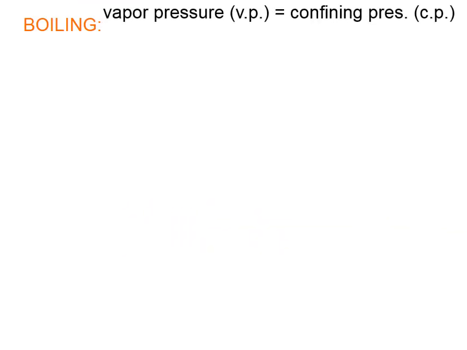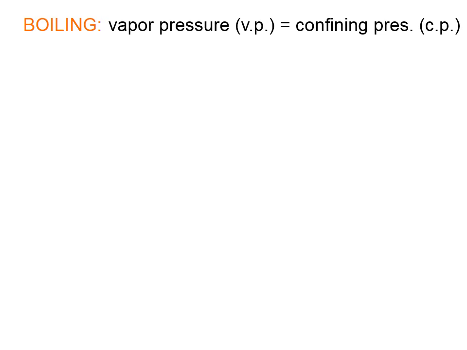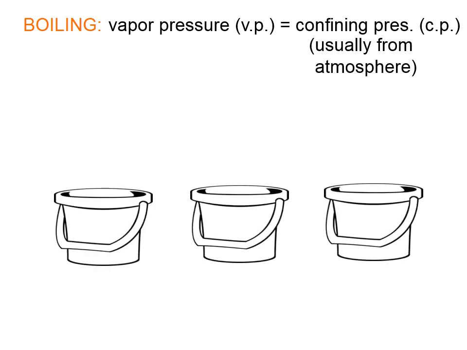Boiling occurs when the vapor pressure equals the confining pressure. Now typically the confining pressure on, say, a bucket of liquid is from the atmosphere. Let's take three examples here. Let's say that on the left, due to the atmosphere, the confining pressure isn't very large. What that means is to make this substance boil, that is, to make its vapor pressure equal to that low confining pressure, we don't have to heat it very hot.